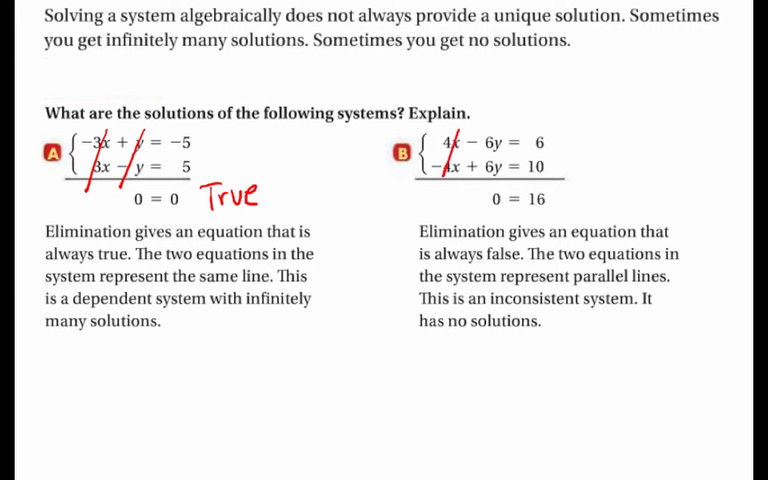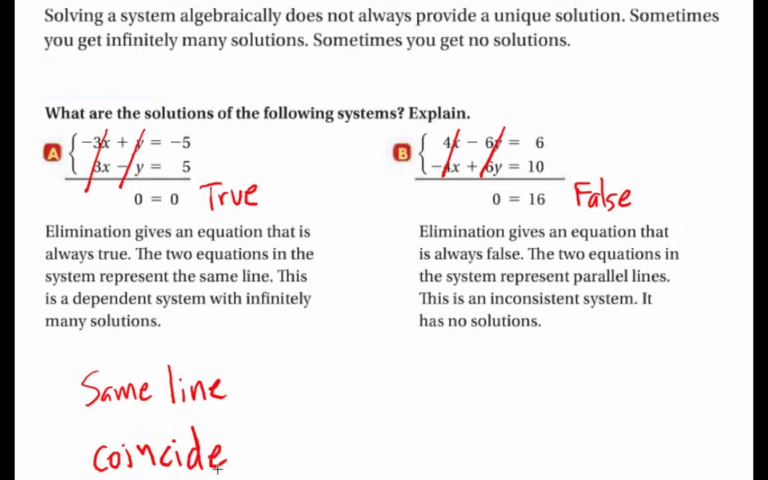Example B here, x and y are eliminated. We add 6 and 10, we get 16, so we have a statement that 0 equals 16, we know that's false. So this tells us that our system has no solutions, okay? And again, if you remember what this means graphically, in A, same line. We call that coincide. The lines coincide. Here, what does this mean? Parallel lines. Okay, that's what we get when we have no solution, right?